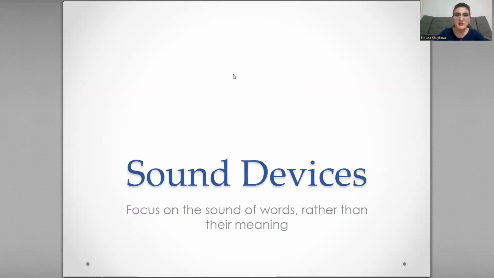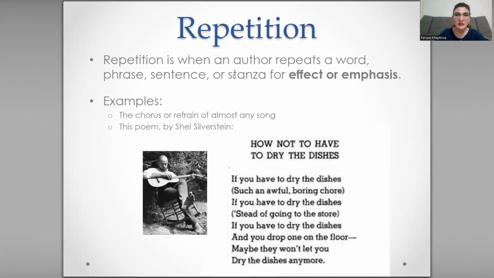The next is about sound devices. Focus on the sound of words rather than their meaning. The next device is repetition. Repetition is when an author repeats a word, phrase, sentence, or stanza for effect or emphasis. For example, the chorus or refrain of almost any song.